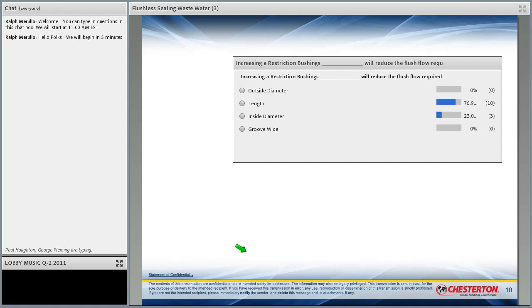It's pretty good. Okay, so let's broadcast the results. You see, 11 folks have said length, 3 folks have said inside diameter. So we have some scientists out there, because, remember, Ray said that gap was critical.